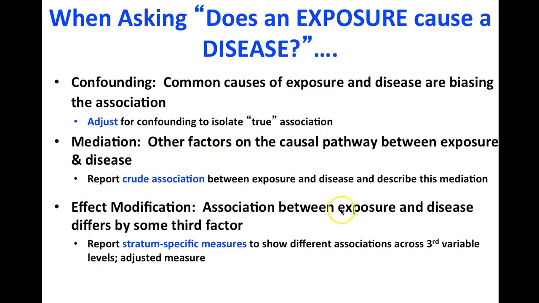Effect modification: the association between the exposure and disease differs by the level of some third factor. Male, female, young or old, a gene, presence or absence of the gene, a mycobacterium, presence or absence. So therefore you report the stratum-specific measures of association across that third variable.